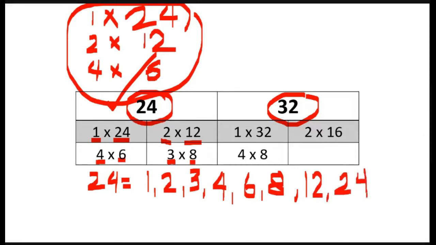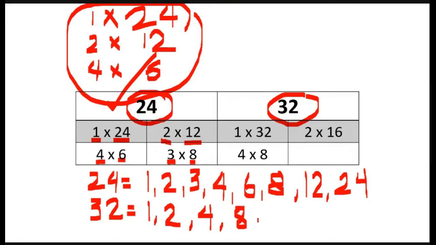Okay, that's it. Okay, now how about 32? Pag sa 32, meron tayong 1, meron tayong 2, and then wala tayong 3, meron tayong 4. And then meron tayong 8, and then 16, and then 32. Ayan, tapos na.